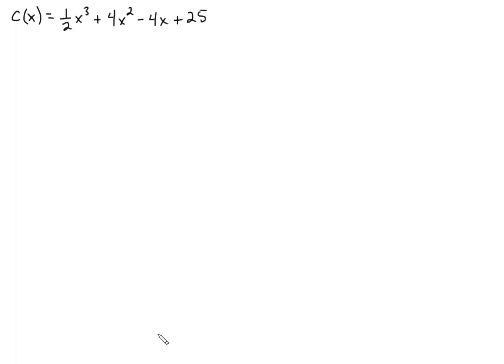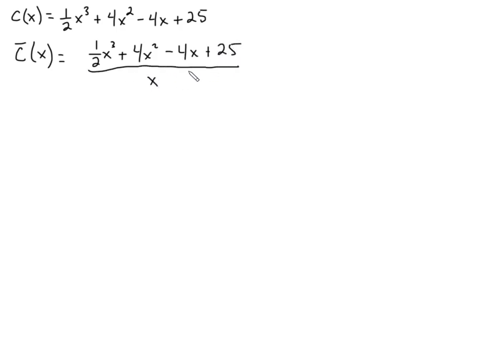Alright, so we start out with the cost function. We want to find the average cost function. Average cost function is defined as c bar, and it's just the cost function divided by x. So basically we take this whole thing and divide it by x, and that gives the average cost. So basically we're taking this whole thing and putting it over x.